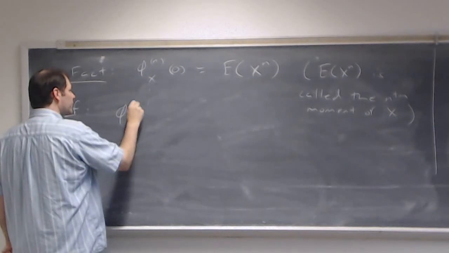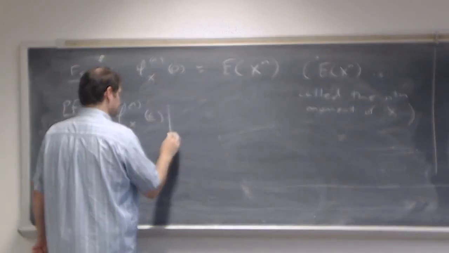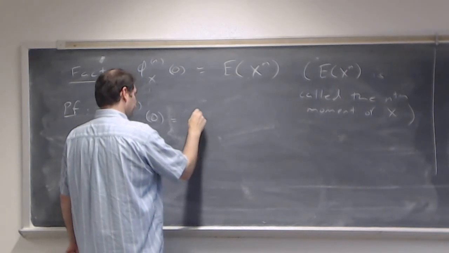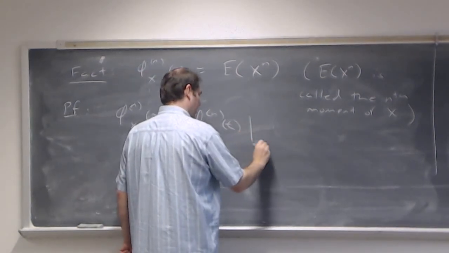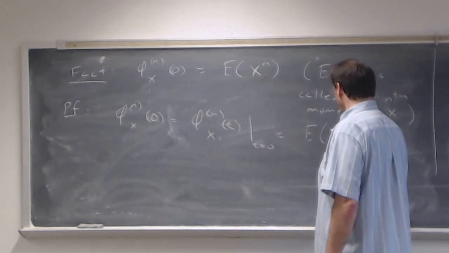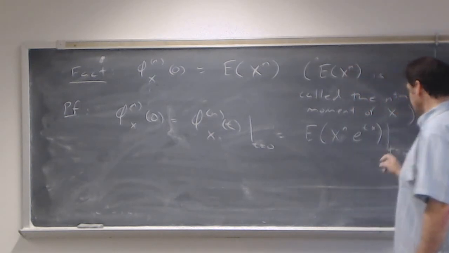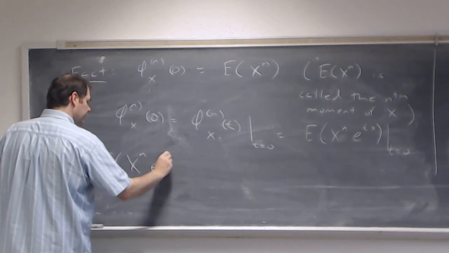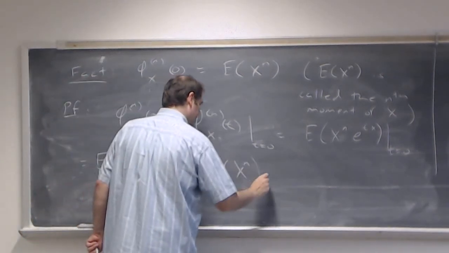Well, the nth derivative of phi sub X of t, evaluated at 0, is the same thing as the nth derivative of the moment generating function of t evaluated at 0. But I have just proven in the previous fact that this is the expected value of X to the n times e to the tX evaluated when t is equal to 0. So when we let t be equal to 0, this is equal to the expected value of X raised to the n times e to the 0 times X. And of course 0 times X is 0, e to that is 1, so that's equal to the expected value of X to the n. And that's what we were trying to prove.